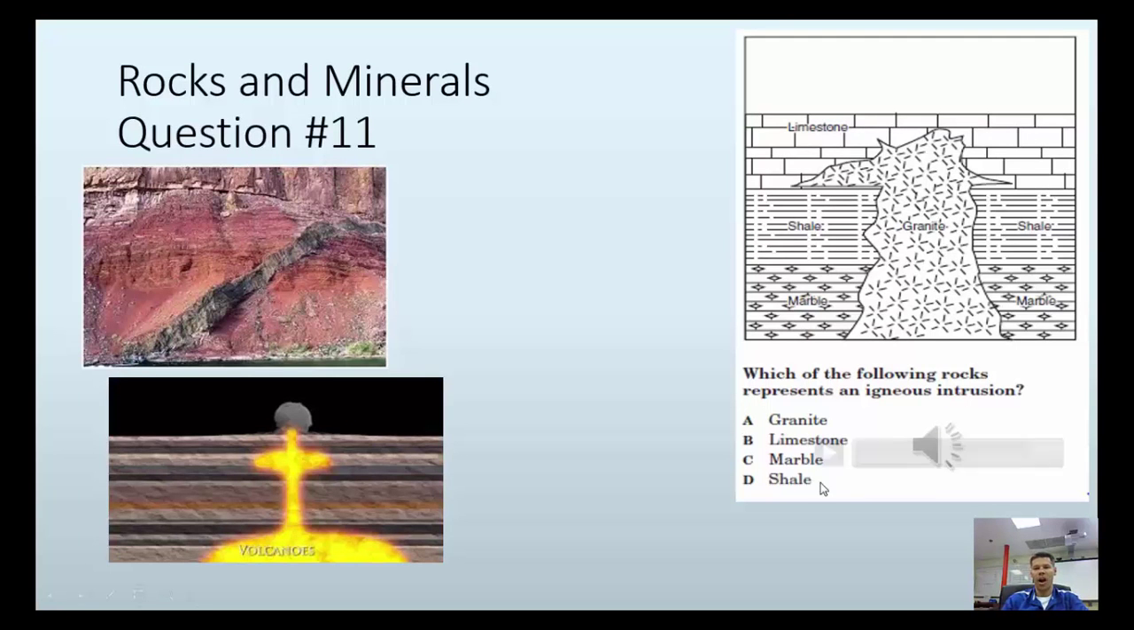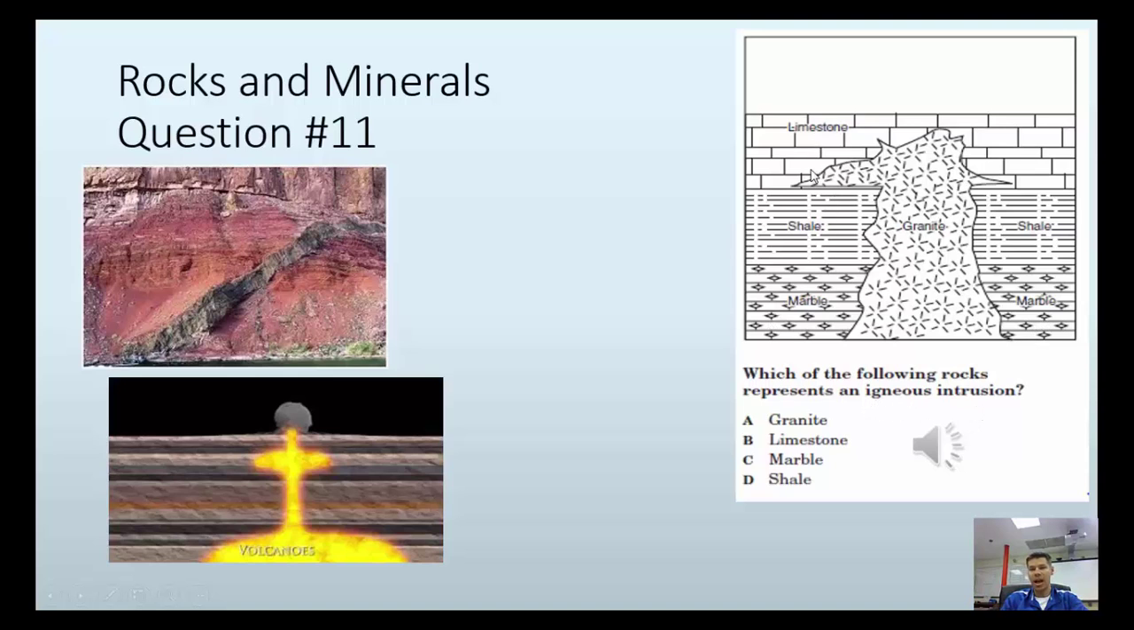Which of the following rocks represents an igneous intrusion? Now, an intrusion is when, think of the word intruder, so a rock that's breaking through the other layers of rock. It's intruding into the other layers. So there's two ways you can figure out the answer to this. One, which rock is intruding through the other ones? And the answer is granite. The other way you can know the answer is it gives you a hint. It tells you it's the word igneous, an igneous intrusion.